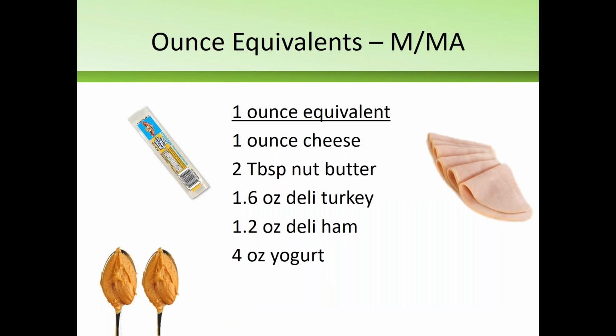Here are some common meat alternates served in schools that all equal a 1 ounce equivalent. And we know this by referring to the food buying guide. This includes 1 ounce of cheese, as cheese credits ounce for ounce, 2 tablespoons of nut butter, 1.6 ounces of deli turkey, because there are added fillers and water that contribute to the weight, 1.2 ounces of deli ham, and 4 ounces of yogurt.